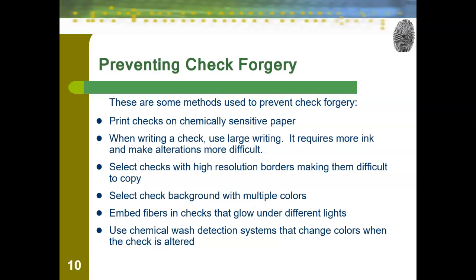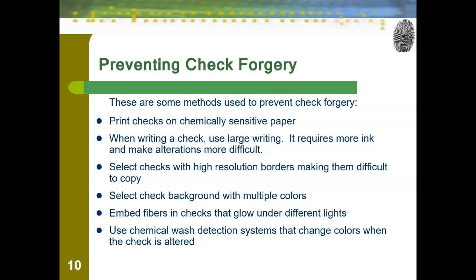Select checks with high resolution borders, making them difficult to copy. Copy machines often leave things fuzzy, so if you have a check pattern with a high resolution border, that's going to make it more difficult to copy. This is why a lot of businesses have a very crisp edge on their checks. Select check backgrounds with multiple colors. This is also why a lot of businesses have what many people consider ugly checks, but it's because they have a lot of background colors to try and make them difficult to copy.